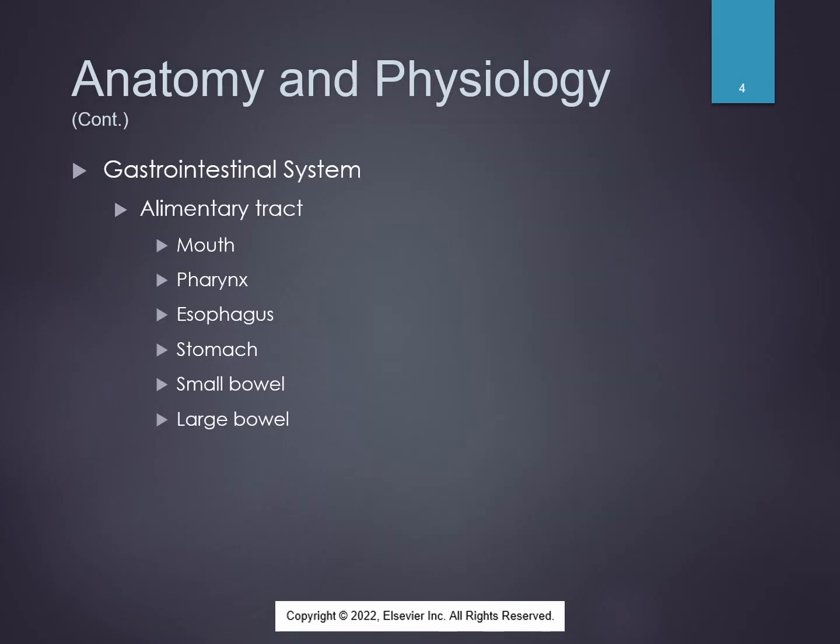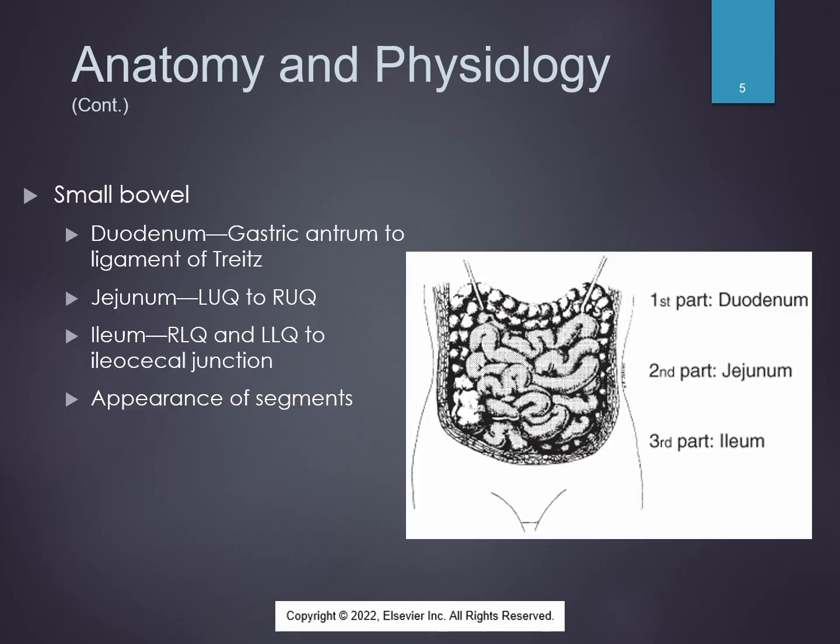This is another review. The alimentary tract makes up a big part of the GI tract. The alimentary tract serves to digest food and absorb food. The tract extends from the mouth all the way to the anus and includes the mouth, pharynx, esophagus, stomach, small bowel, and large bowel.